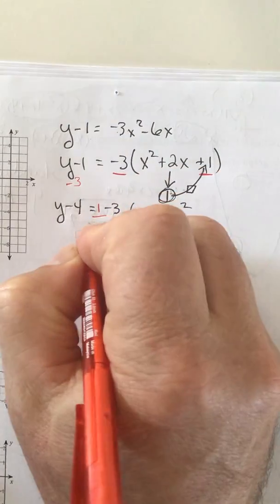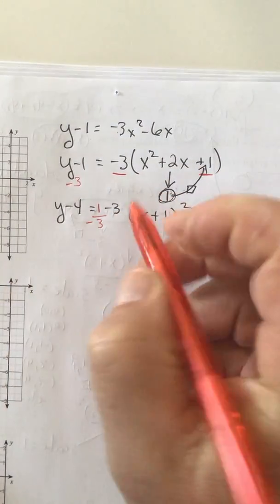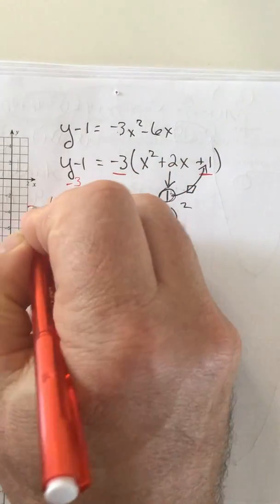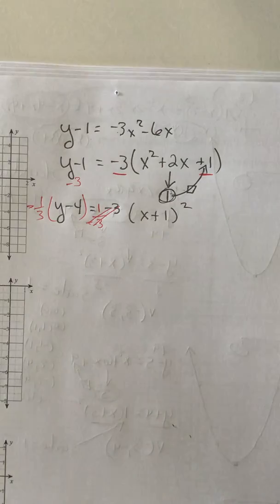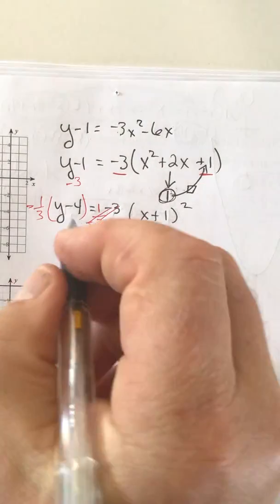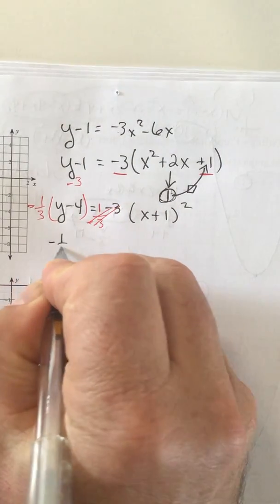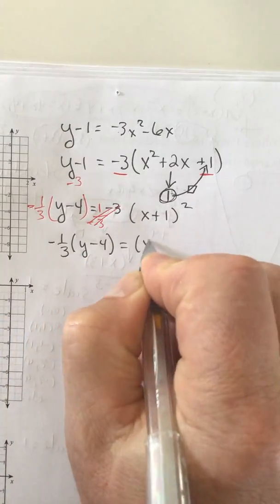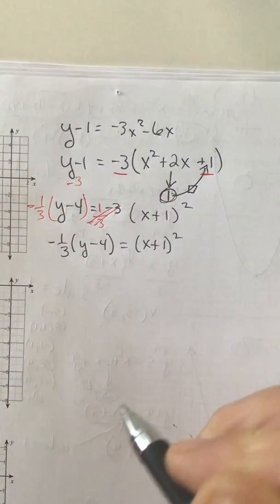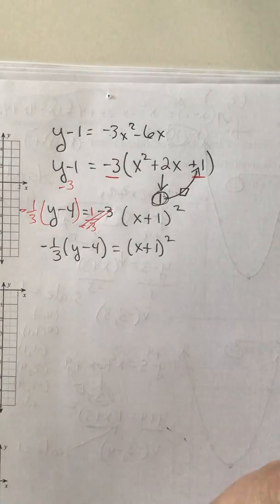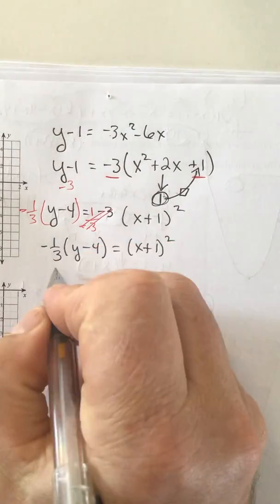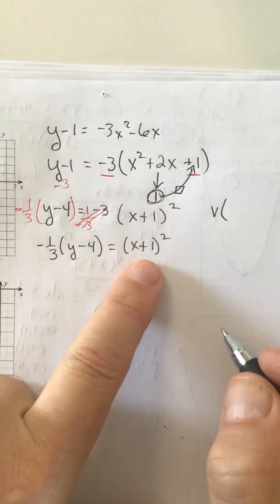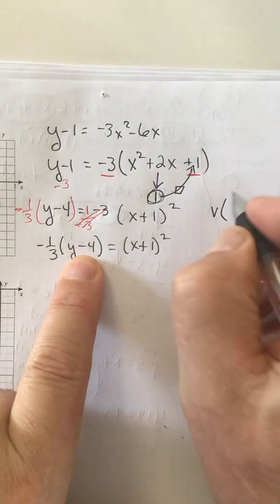Going to multiply off this negative 3, so I'm going to multiply by negative 1/3. That means I have to multiply this side by negative 1/3. So in transitive form, it's negative 1/3 (y minus 4) equals (x plus 1) all squared. Let's do the vertex first. The vertex is at negative 1, positive 4.